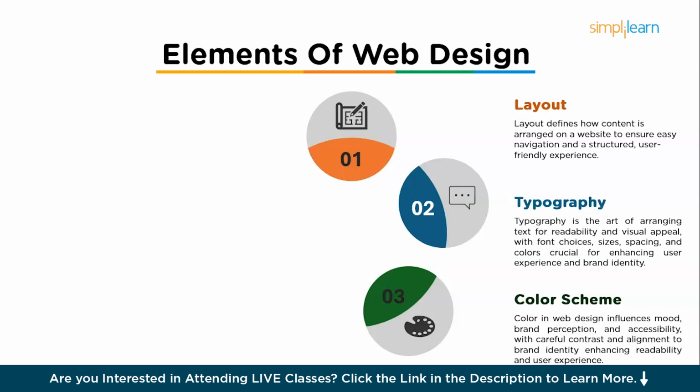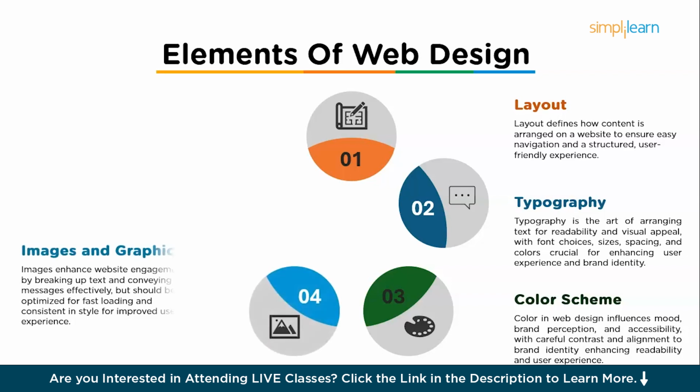The fourth one is images and graphics. Images are essential to break up text and make a website visually engaging. They help convey the message more effectively and make content more digestible. However, images should be optimized to prevent slow loading times, which can frustrate users and increase bounce rates. Graphics, such as icons, buttons, and other UI elements, should be consistent in style and help improve the user experience.